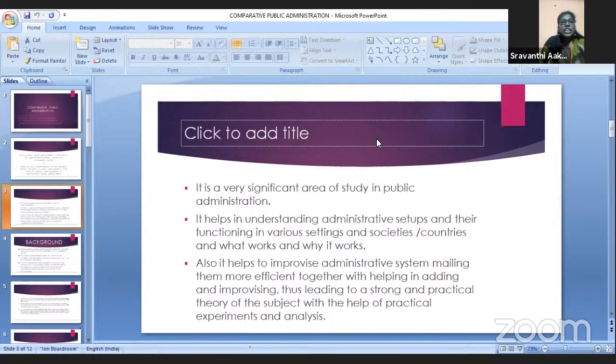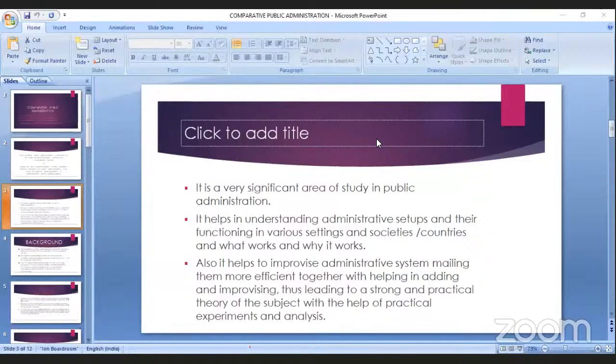So comparison always has two aspects, the negative one and the positive one. If negative aspects are there, we will get the chance to correct them. In the same way, immediately after the emergence of public administration, this concept of comparative public administration emerged. It helps us in understanding administrative setups and their functioning in various settings and societies.